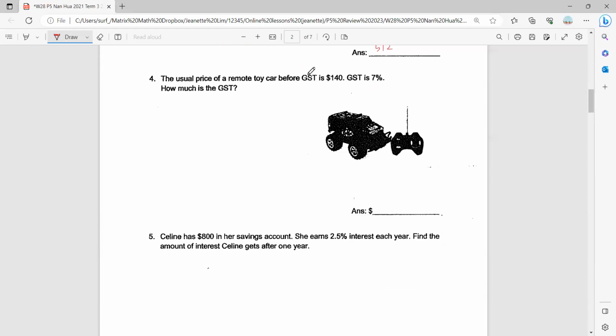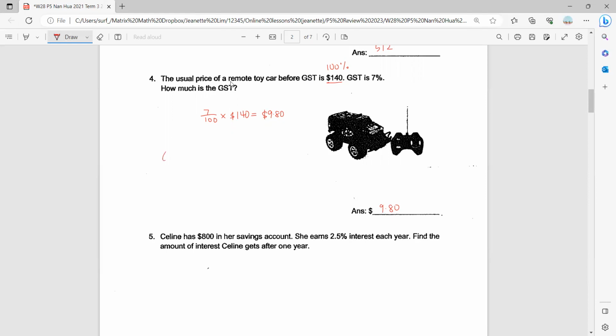Okay, question 4. The usual price before GST is $140. So this is 100%. GST is 7%. So how much is the GST? So let's find 7%. So 7% times 140. This will give us 9.8. So $9.80. Don't add it to 140 because we are only looking for the GST, which is just the 7%.